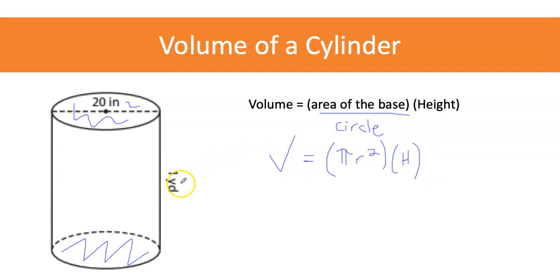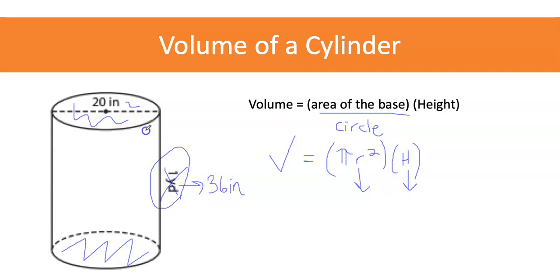Next, I notice that our units are different. The diameter of the circle is given in inches, and the height of the whole cylinder is given in yards. What I'm going to do is convert yards to inches. I know that 36 inches is equal to 1 yard. Now I can start filling in my formula.